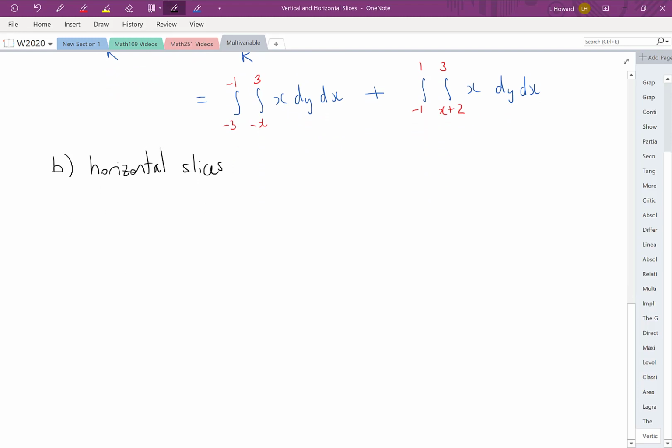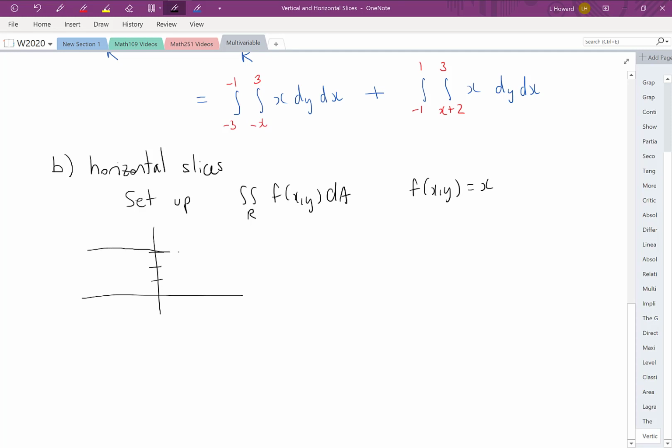So just to avoid having to do too much scrolling, let's write down the important pieces of the question. So we want to set up the double integral over R of f of x, y, dA. We were told in the question that the function that's acting as our f of x, y is just the function x. So that's going to be our integrand. And I'm going to draw a picture of our region so that we've got that in front of us. So we had the horizontal line y equals 3.